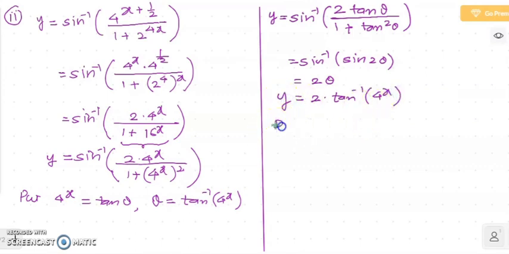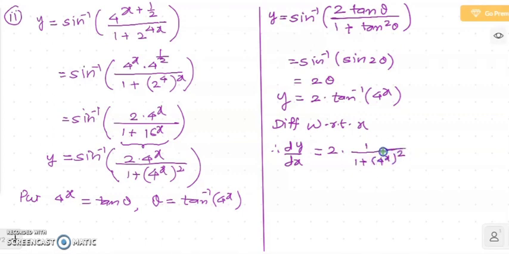Now differentiate with respect to x, and you'll get dy by dx is equal to 2 tan inverse 4 raised to x. The 2 is a constant kept out, and for the derivative of tan inverse 4 raised to x, it's like tan inverse x, whose derivative is 1 upon 1 plus x square. So it will be 1 upon 1 plus x square replaced by 4 raised to x square, into d by dx of 4 raised to x, which should be written extra.